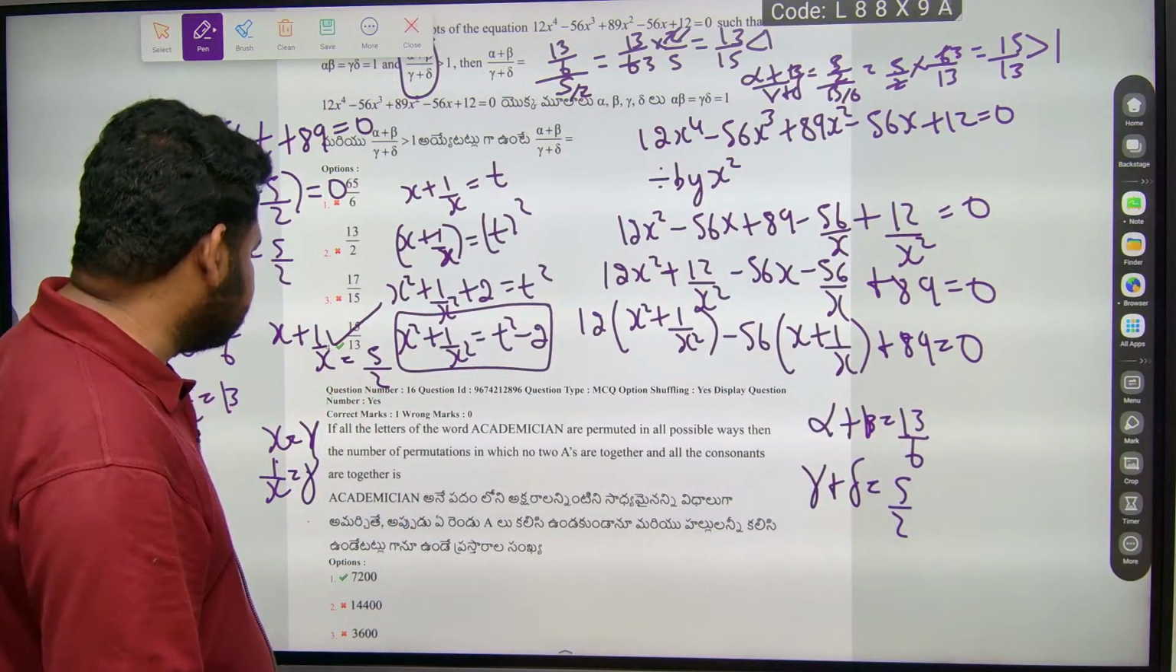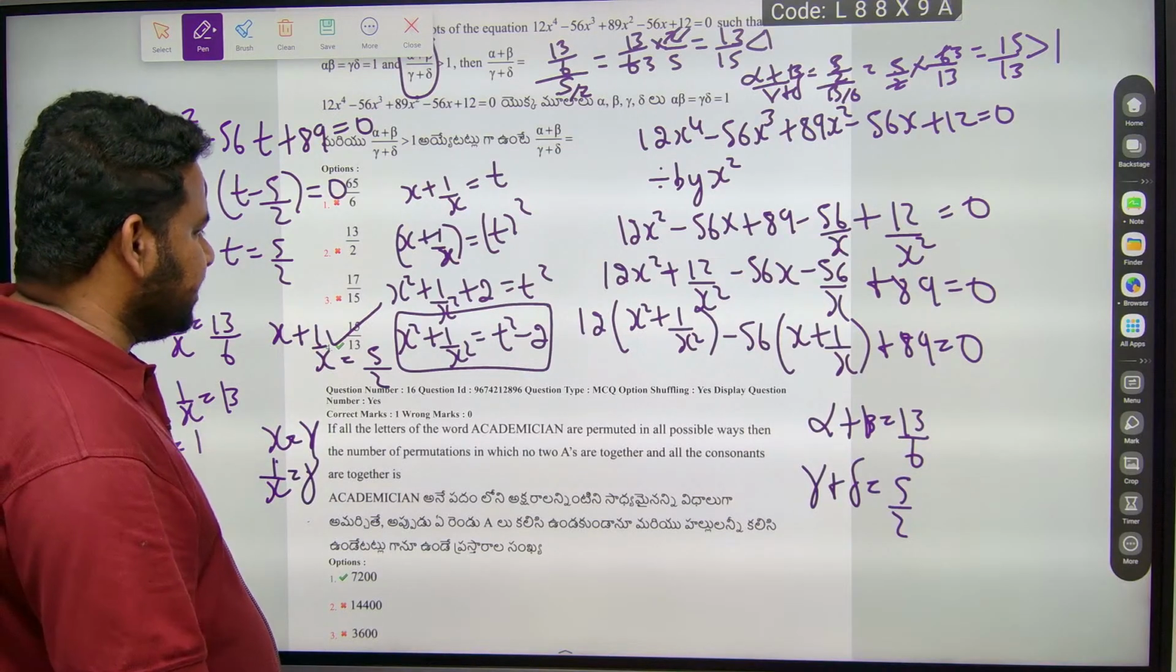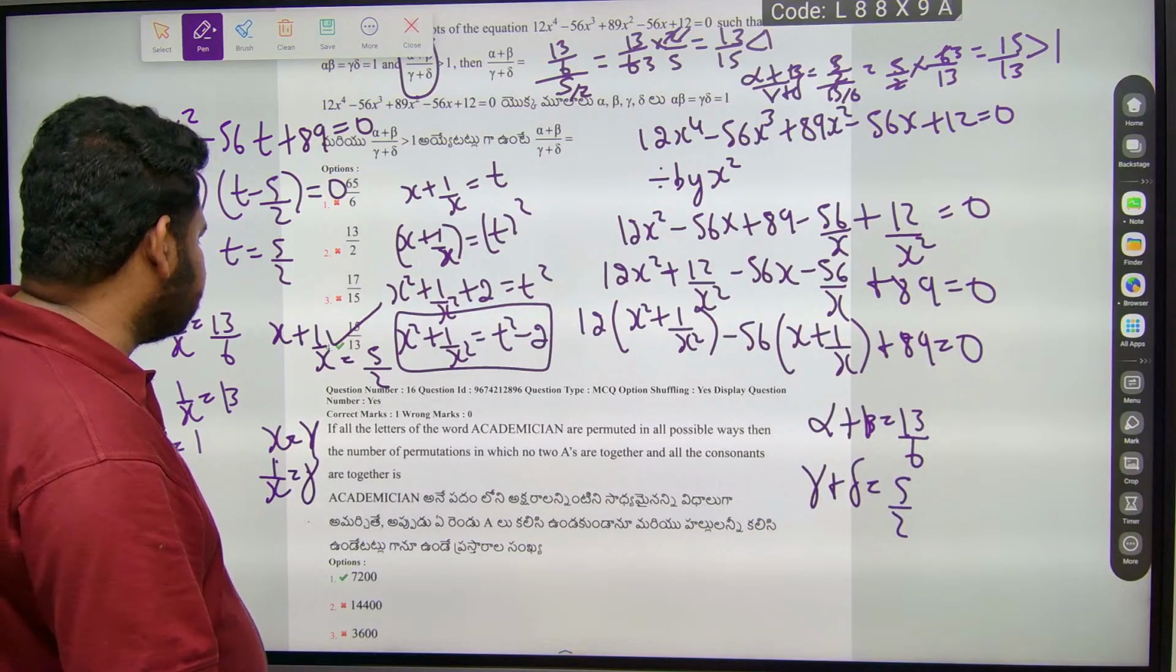Now let us have a look at this. This is based on permutation and combination. If all the letters of the word academician are permuted in all possible ways, then the number of permutations in which no A's are together and all consonants are together is.